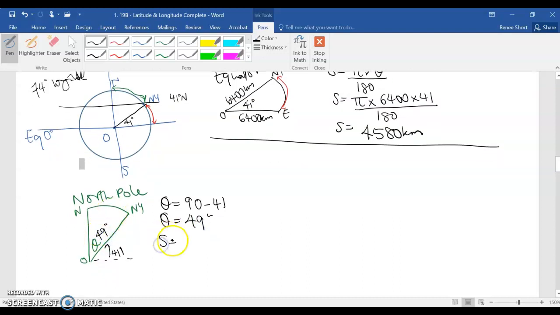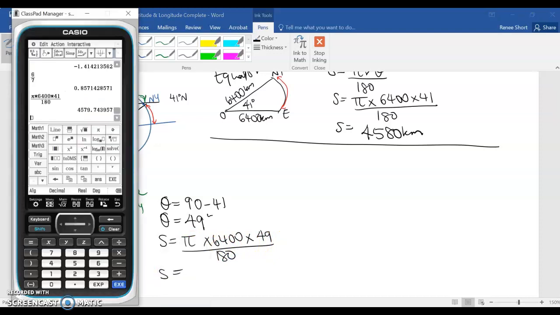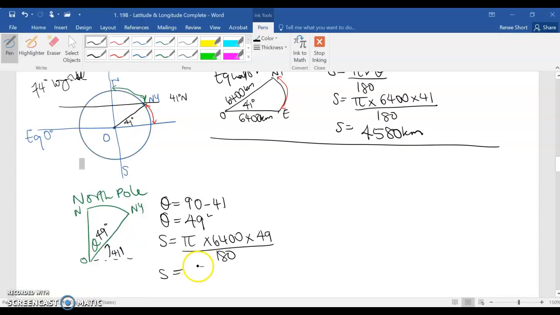When I'm now trying to find this distance, I'm going to still go back to this formula: pi times 6,400 times my angle, this time putting in 49, and I divide all of that by 180. You can be a little cheeky in your calculator, and rather than retyping that each time, you could just change the angle on the end. To the nearest kilometre, this time it's 5,473. So we are saying that New York is 5,473 kilometres from the North Pole.